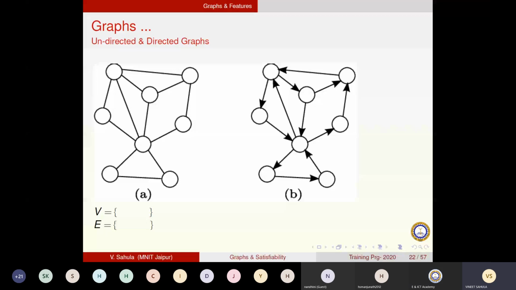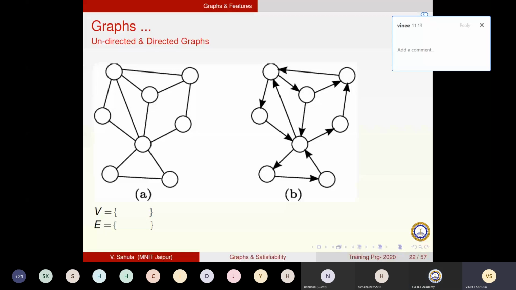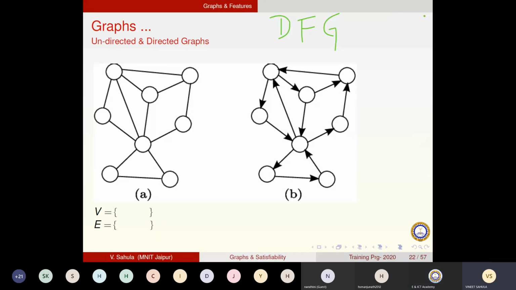Is that okay? The right side graph is a directed graph and it has a cycle. In a DFG, a data flow graph, there is no cycle. I am presuming that you can imagine a data flow graph. The data flow graph is actually a directed acyclic graph. It has no cycles. So this graph cannot represent a DFG because it has cycles.